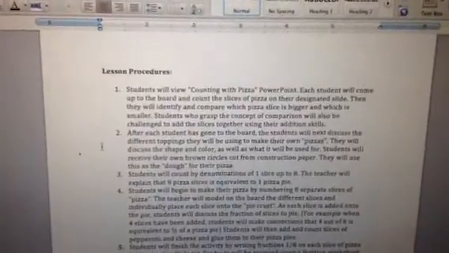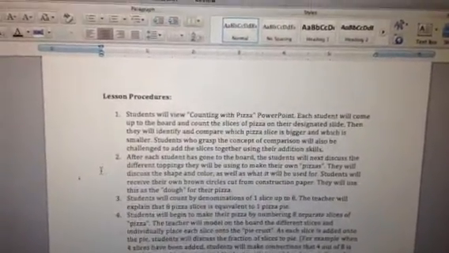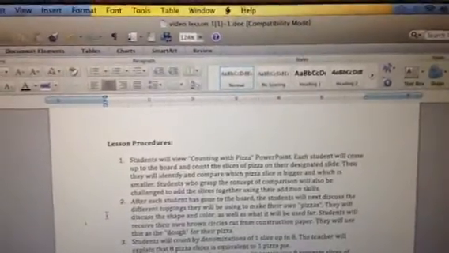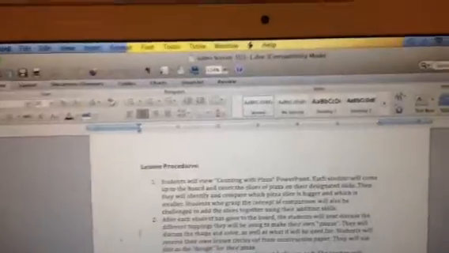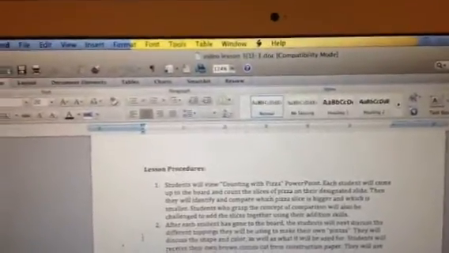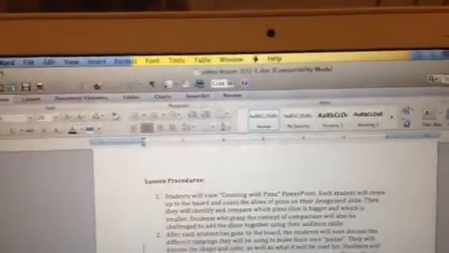After each student had gone to the board, the students will next discuss the different toppings they will be using to make their own pizzas. They will discuss the shape and color as well as what it will be used for. Students will receive their own brown circles cut from construction paper, and they will use this as the dough for their pizza.